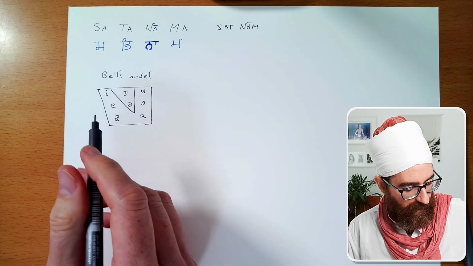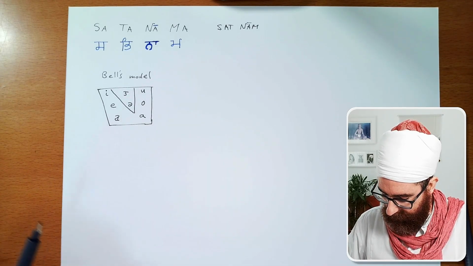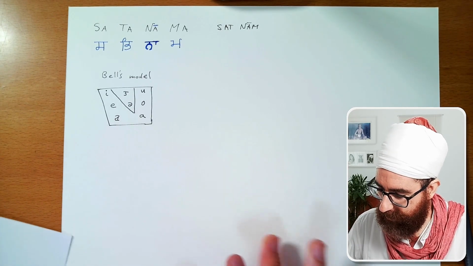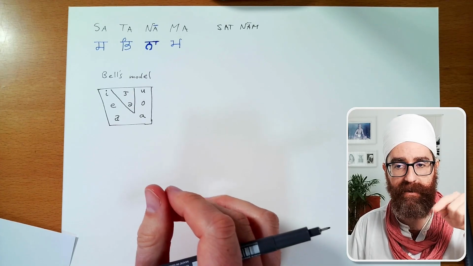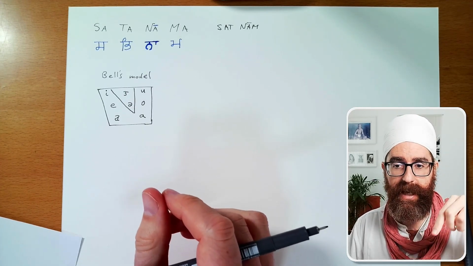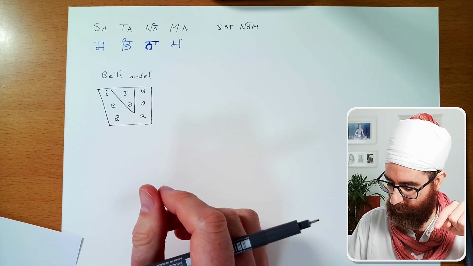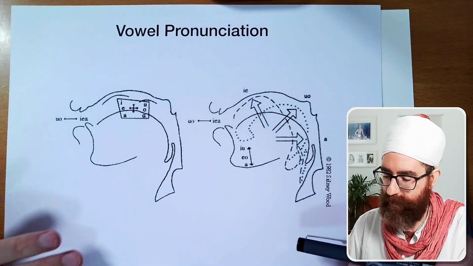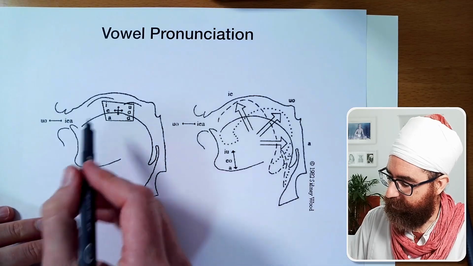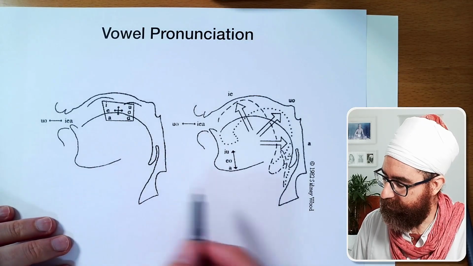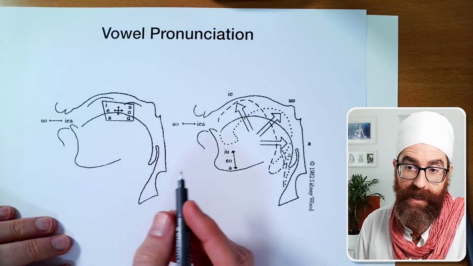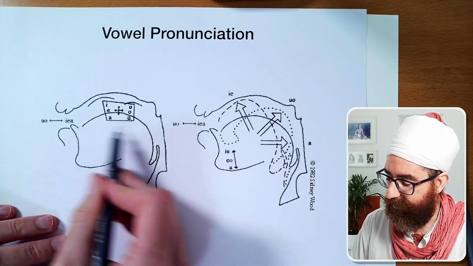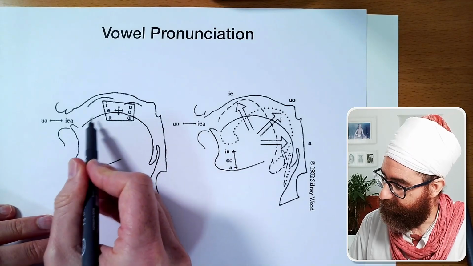And now I have another diagram here. This is from a website which studies this. I will put the link to the website where you can find this diagram down in the comment section of this video. But here is the diagram. This is the Bell model. These drawings have been made by tracing X-rays of people speaking, so they are very accurate. And this is the position of the tongue.